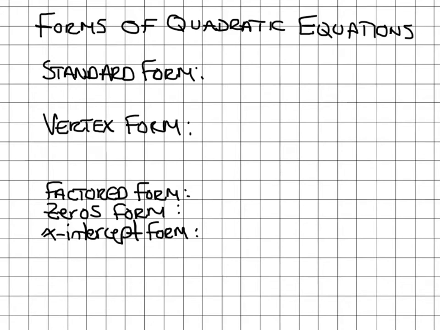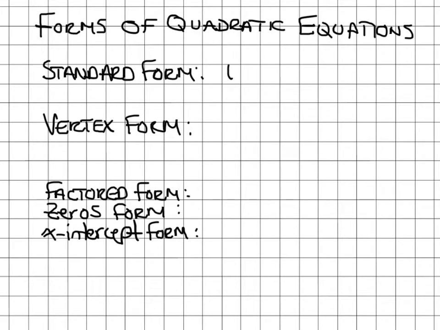This lesson is on forms of quadratic equations. Quadratic equations come in three different forms. There's standard form, there is vertex form, and then there's factored form, which is also known as zeros form and is also known as x-intercept form. So these three here are interchangeable in terms of the name.